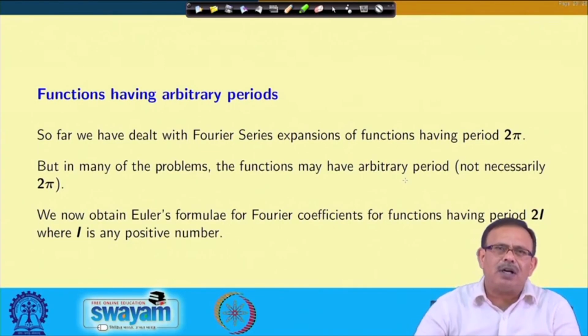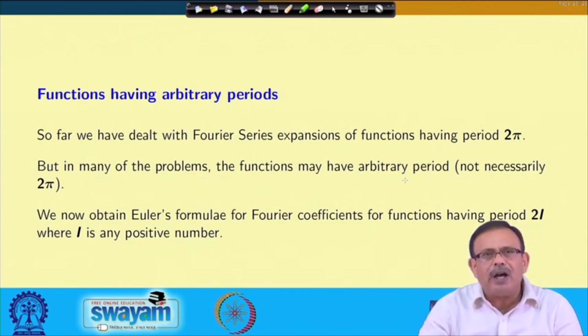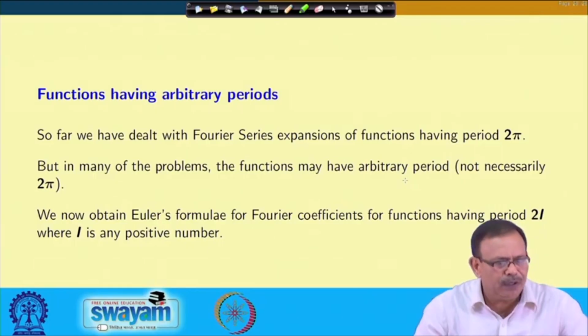Or in other words, in general we can obtain Euler's formula for Fourier coefficients for functions whose period is 2L. That is, we are trying to generalize now. Earlier, we have done it for minus pi to pi, or for period 2 pi. Now, we want to check if the period is a generalized one, 2L say, what is the effect on this, where L is some positive number.